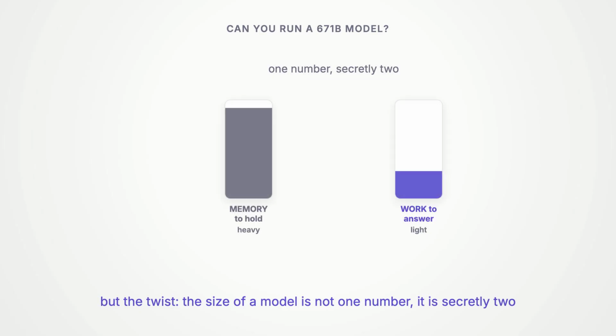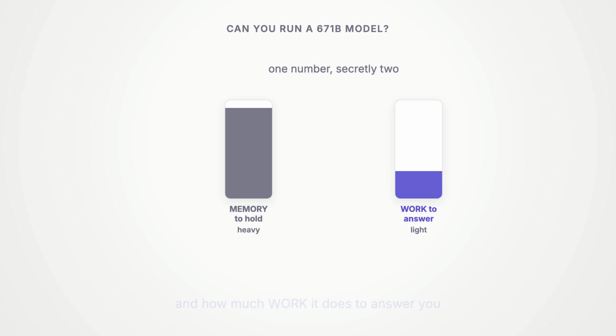The size of a model is not one number. It is secretly two. There is how much memory it takes just to hold the thing, and there is how much work it does to answer you. And modern models pull a trick that pries those two numbers apart, so a model can be enormous to store and yet surprisingly light to run.